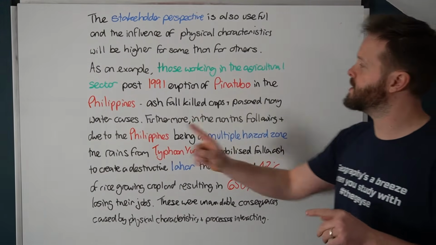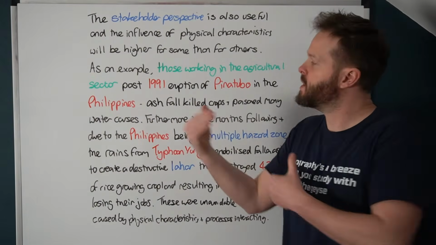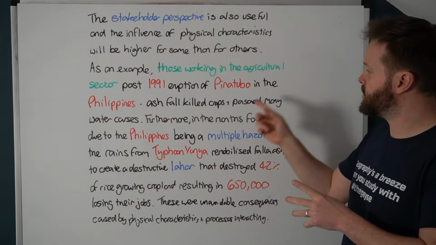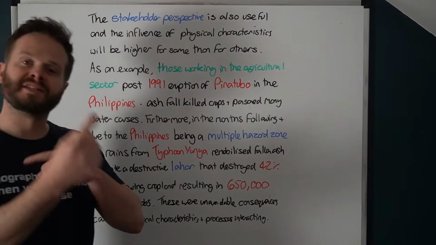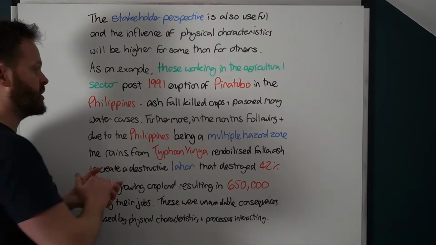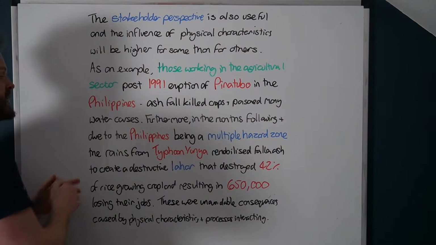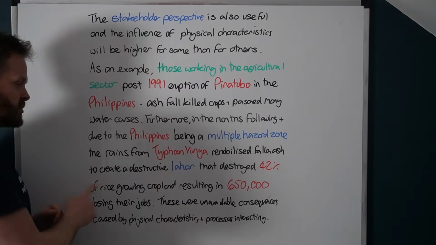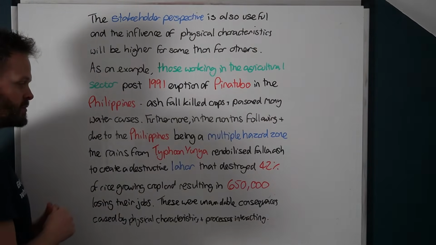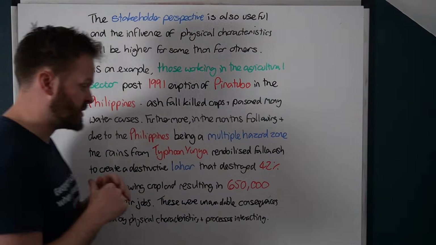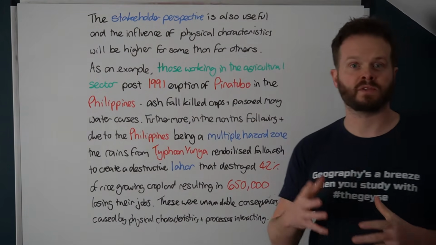As an example, those working in the agricultural sector, a specific stakeholder, a specific person, a specific group that's impacted by this. Post-1991 eruption of Pinatubo in the Philippines, ashfall killed crops and poisoned many watercourses. Furthermore, this is where you can extend your paragraph, just show off a little bit more range of knowledge. In the months following, due to the Philippines being a multiple hazard zone, nice bit of theory there, the rains from Typhoon Yunya remobilized fallen ash to create a destructive lahar, secondary hazard, remember, that destroyed 42% of rice-bearing cropland and resulted in 650,000 losing their jobs.